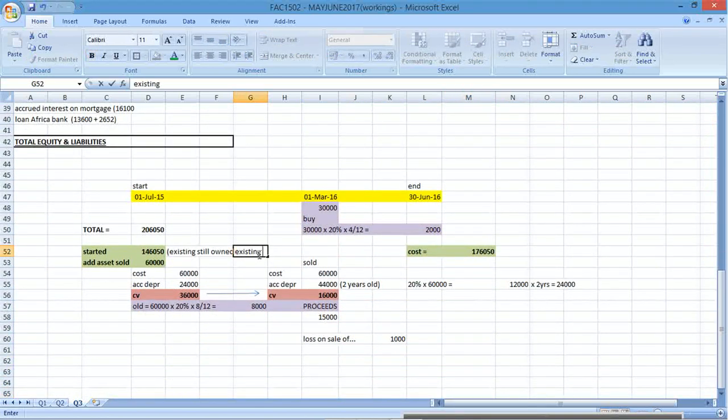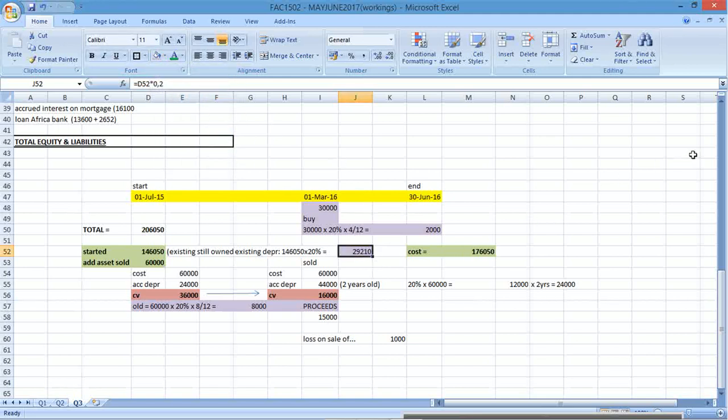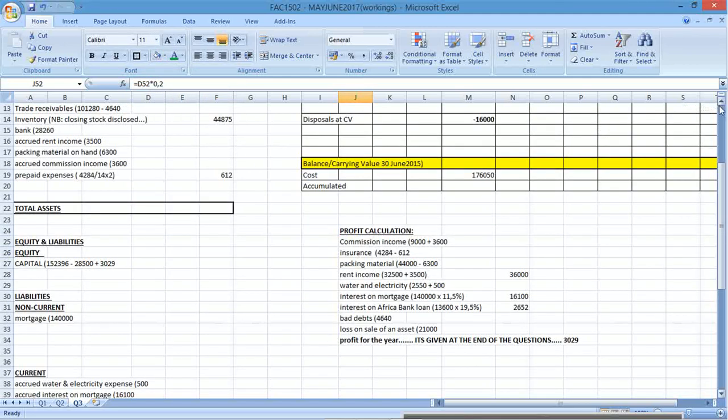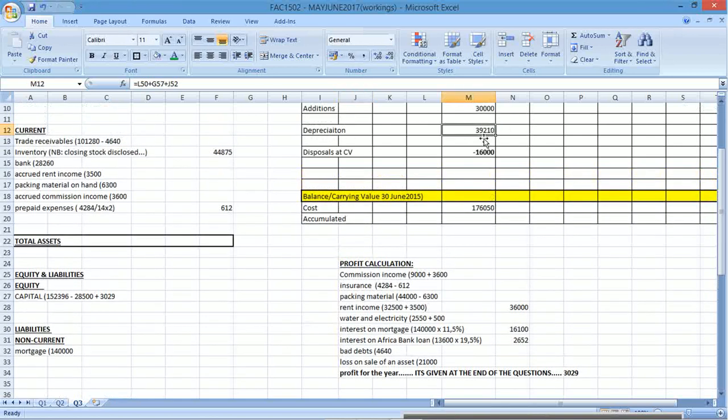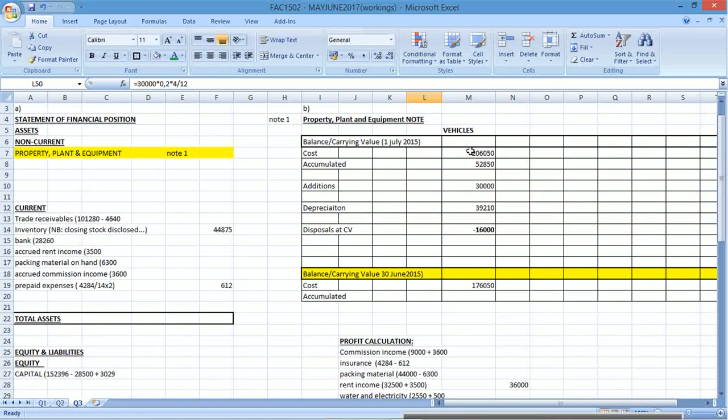Existing depreciation is going to be 146050 times 20%, equals, so this times 20% is 29210. Adding that 29210, yeah, so 39210 is the total. It's this plus that plus that. That's the total depreciation. Okay, so we've got that now.